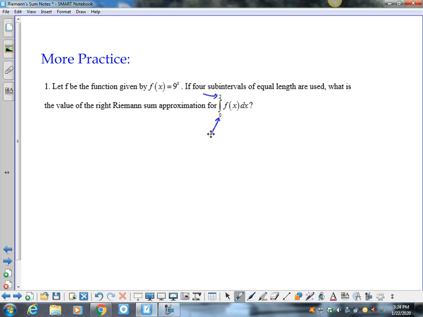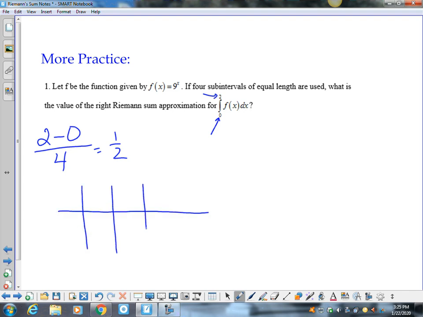So if my interval's from 0 to 2, and I'm going to do 4 subintervals, then my width is going to be a half. And they don't give me a graph, so I'm going to kind of turn this into a table, because I think tables are super easy. So I'm going from 0 to 2, and I'm going up by a half.